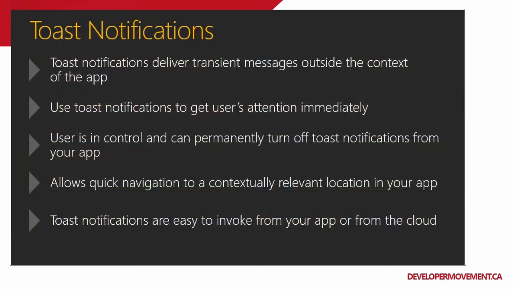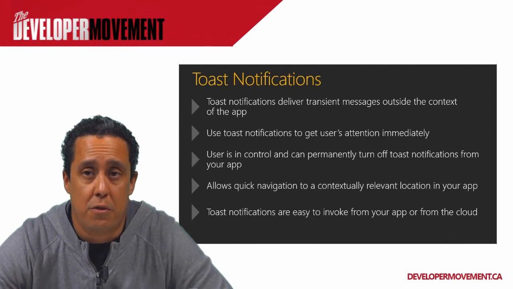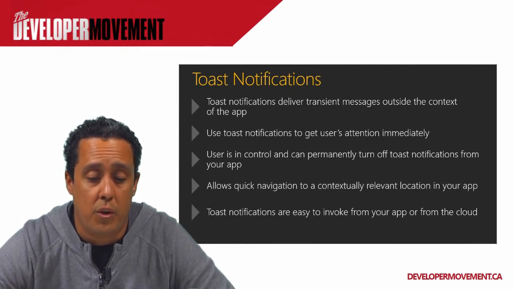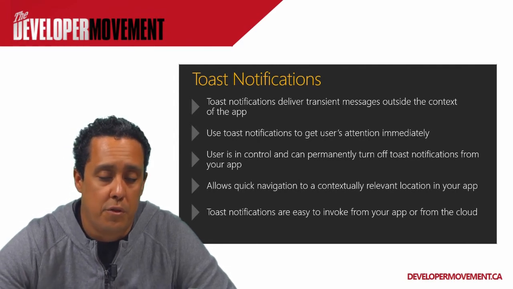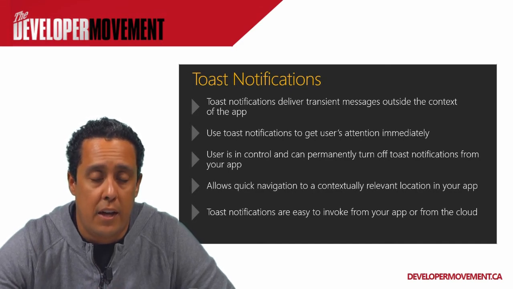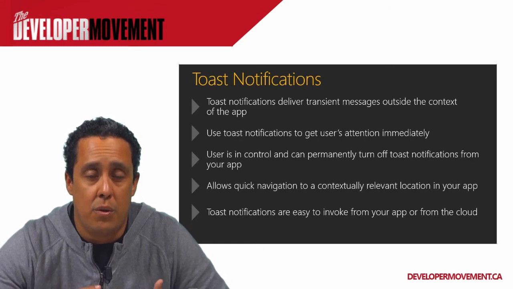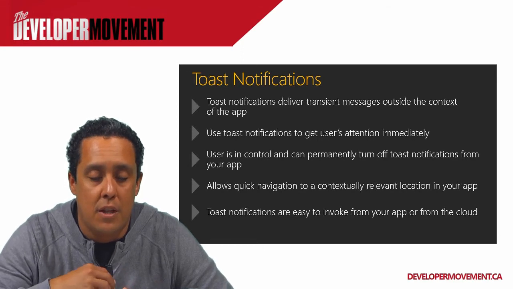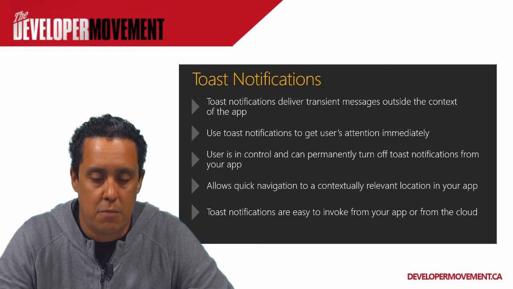Toast notifications are another way to deliver messages to your users. Toast notifications and tiles will run while your application is not running. So it's a great way to keep your users engaged with your application. Toast notification will pop up on the top right corner of the screen. It'll show your app icon. And if the user clicks on it, it will navigate to a relevant page dependent on what type of toast notification you show. So you could set all those attributes in there.